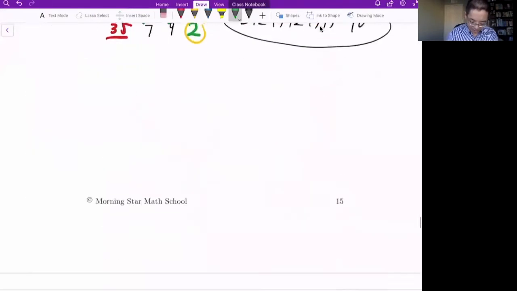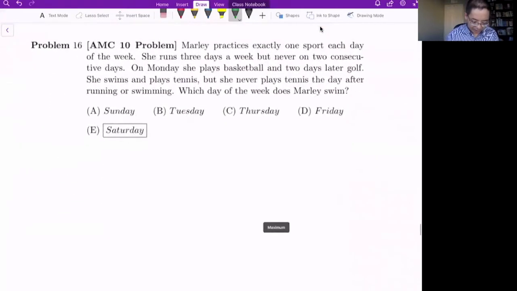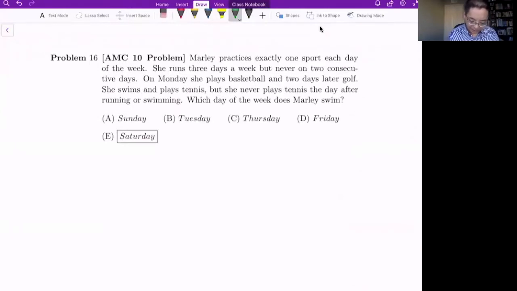All right, now let's look at problem number 16. It says Molly practices exactly one sport each day of the week, and there are some rules. She runs 3 days a week, but not on 2 consecutive days. For convenience, I put R to mean running. And on Monday she plays basketball, so B means basketball.